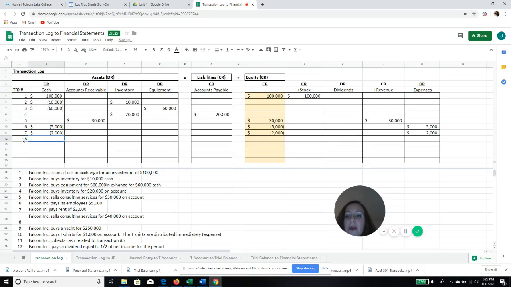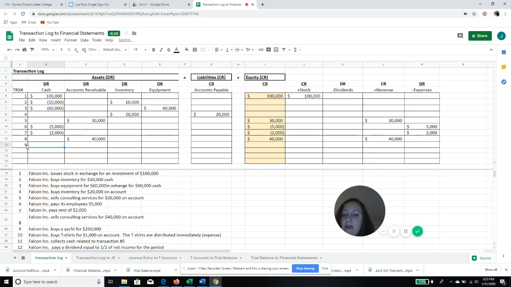Transaction 8, we are going to sell consulting services for $40,000 on account. So this will look just like transaction 5, but with different numbers. So our accounts receivable will increase by $40,000 because we received a promise to pay. And in the selling cycle, a promise to pay is accounts receivable. We also will increase revenue by $40,000. Revenue increases equity, so we'll put positive 40,000 right there. Left side has positive 40,000, right side has positive 40,000. We are in balance.